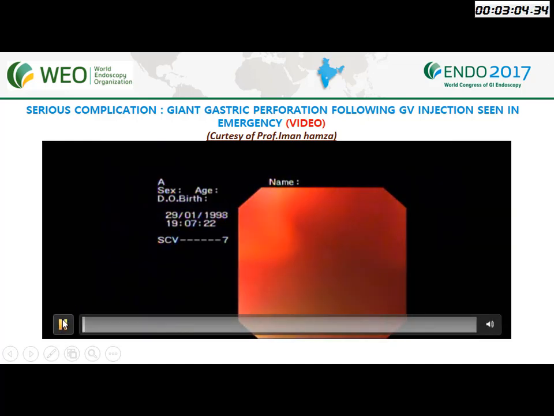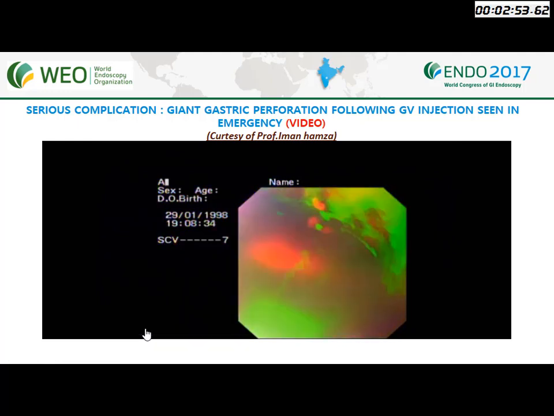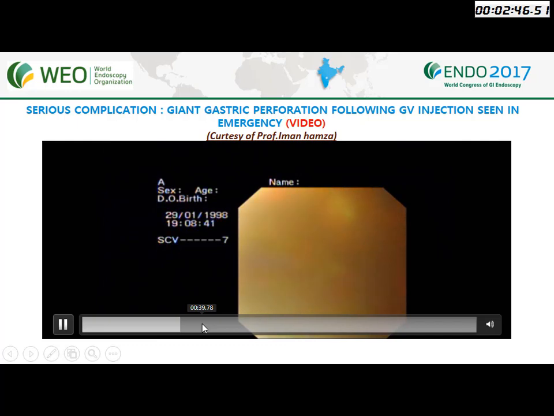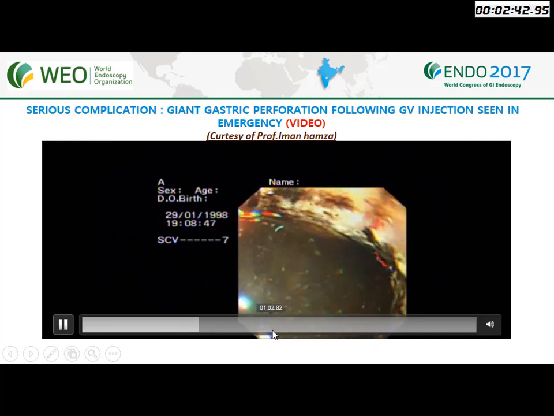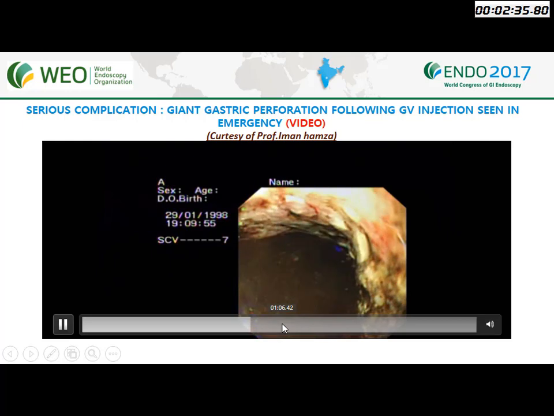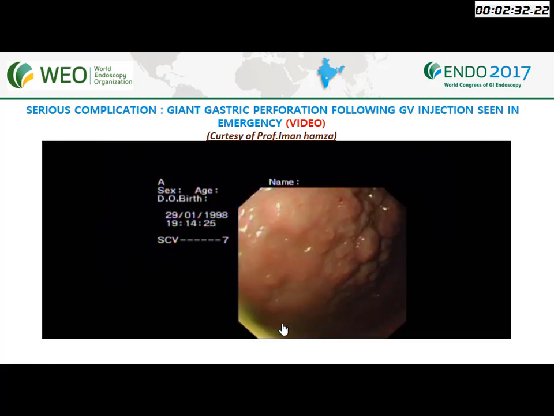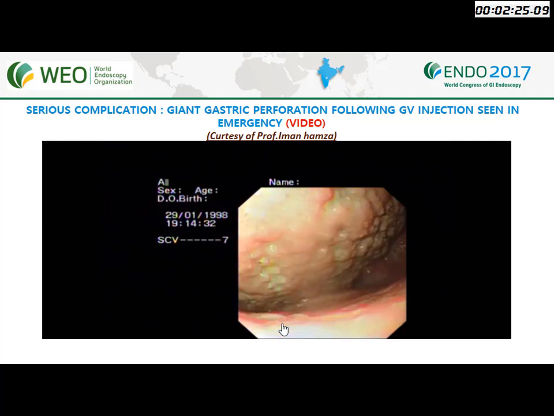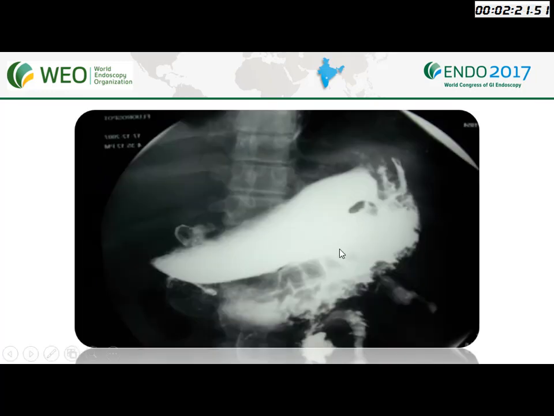A serious complication my colleagues presented. This case was treated somewhere and came to our emergency. Remember, Dr. Tamir? And Dr. Iman Hamza found, this is the stomach. There is necrosis here to the wall. Then you will see the liver, huge perforation, and this is the cirrhotic liver seen. She injected dye and showed you how very serious a complication. We don't know what happened.